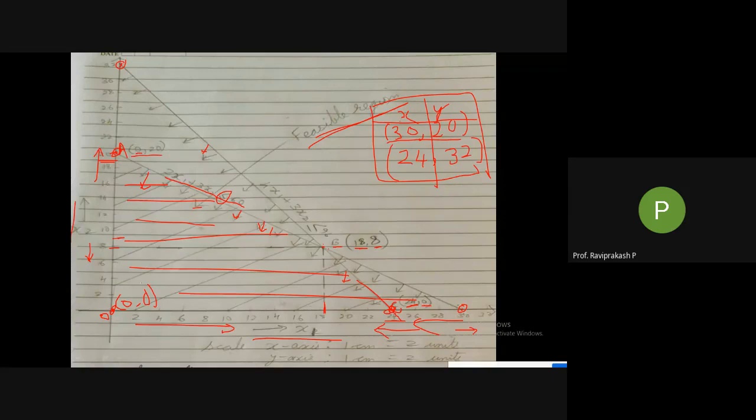So I am getting all the 3 points here. Point A, 0, 20. Point B, 18, 8. And point C, 24, 0. Again I'll repeat: you can take anything for A, B, C. I have taken A here, B here, and C here. So it depends on you.